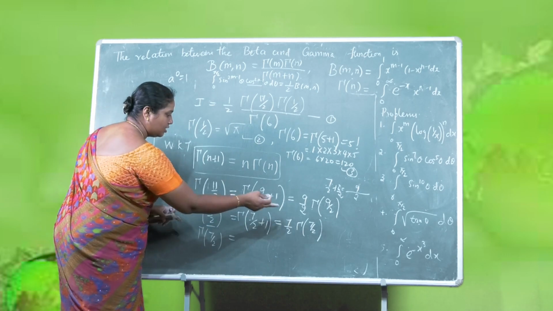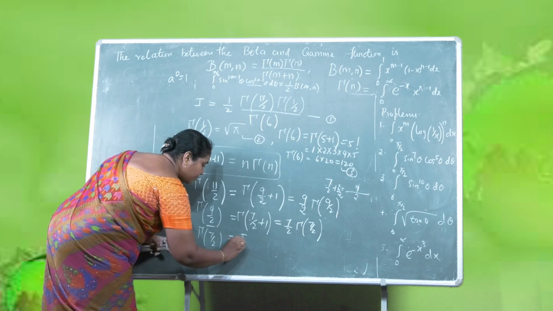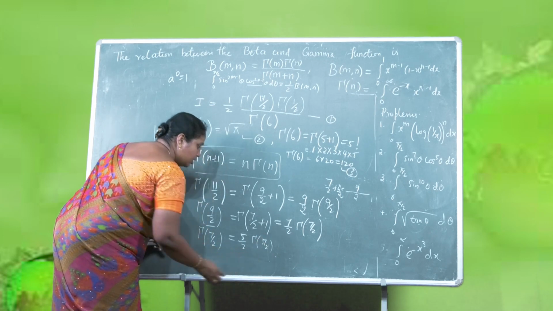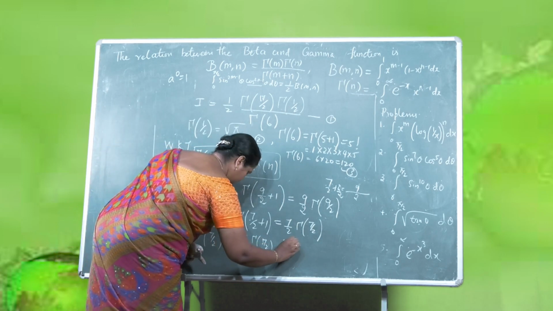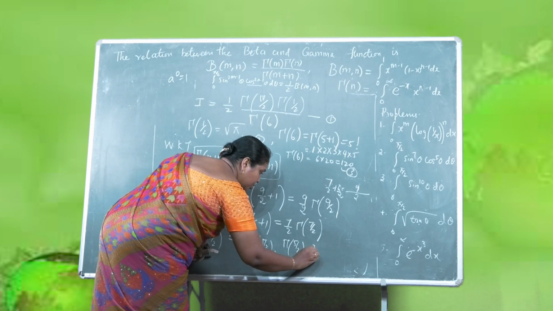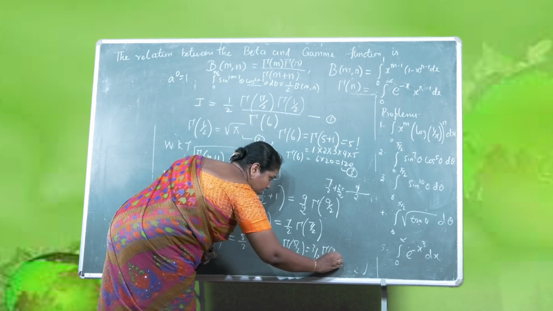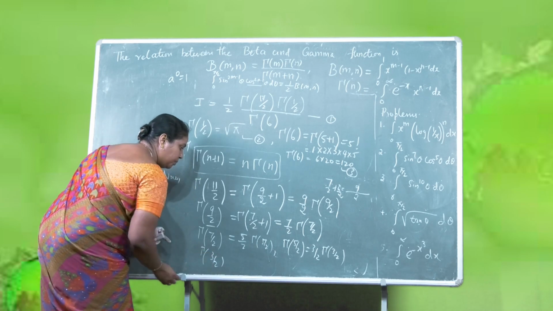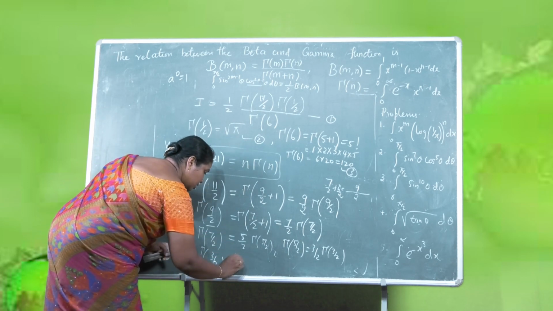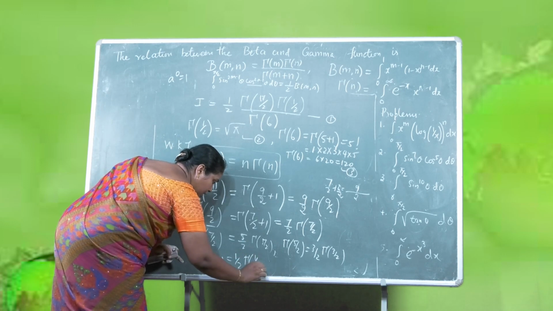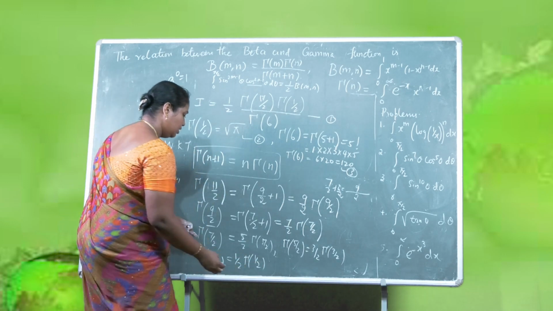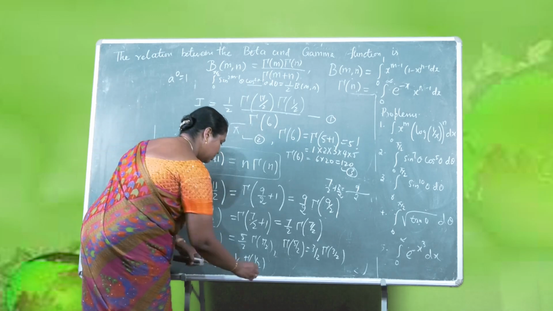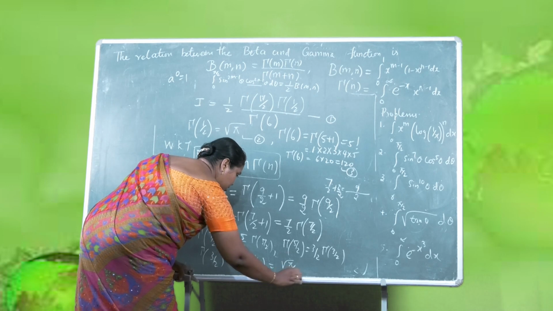What will be that? Gamma of 7 by 2 will be 5 by 2 into gamma of 5 by 2. So gamma of 5 by 2 will be 3 by 2 into gamma of 3 by 2. So what will be gamma of 3 by 2? Proceed as above. It is nothing but 1 by 2 into gamma of 1 by 2. And you know the answer of gamma of 1 by 2, that is root pi. So this will become root pi by 2.